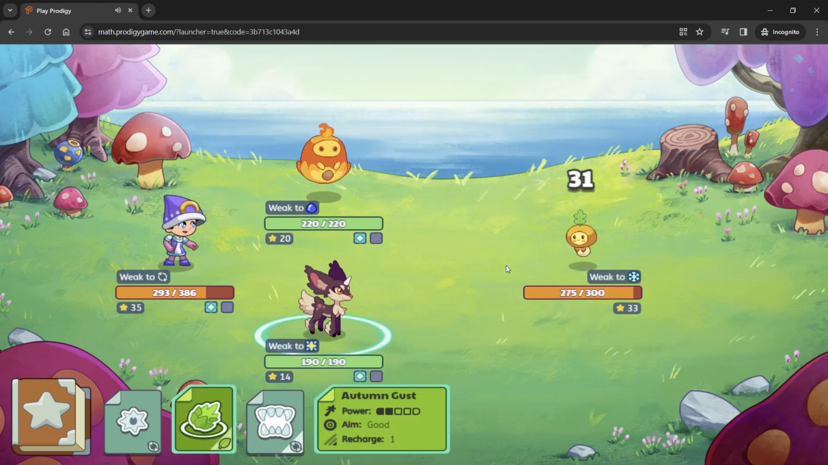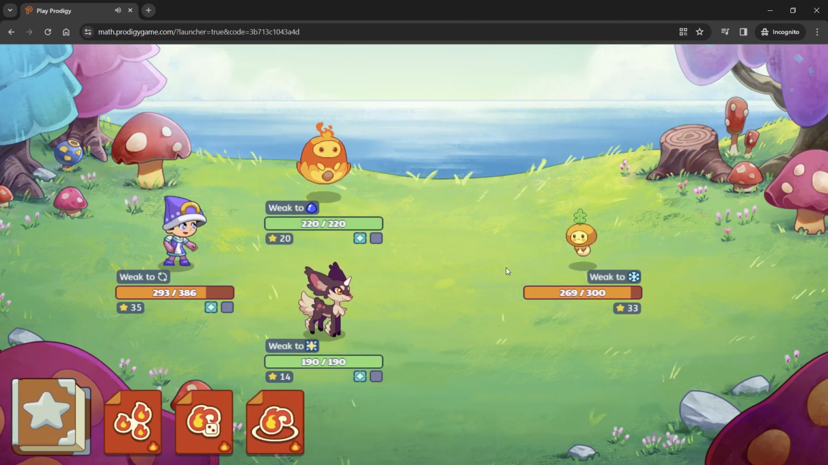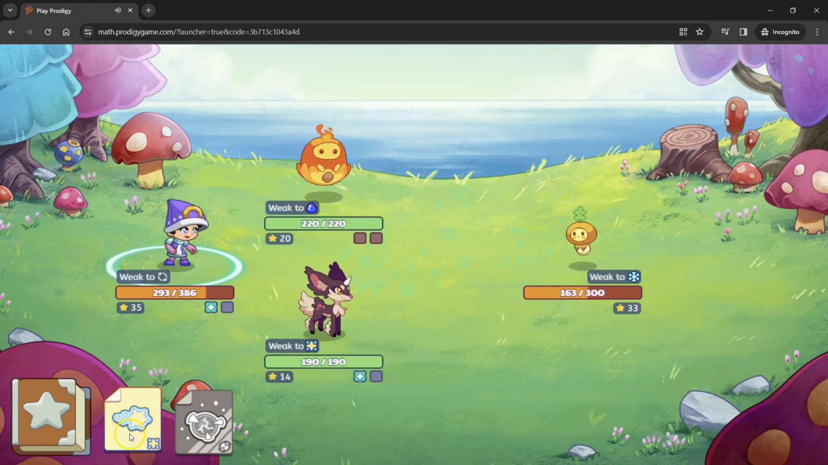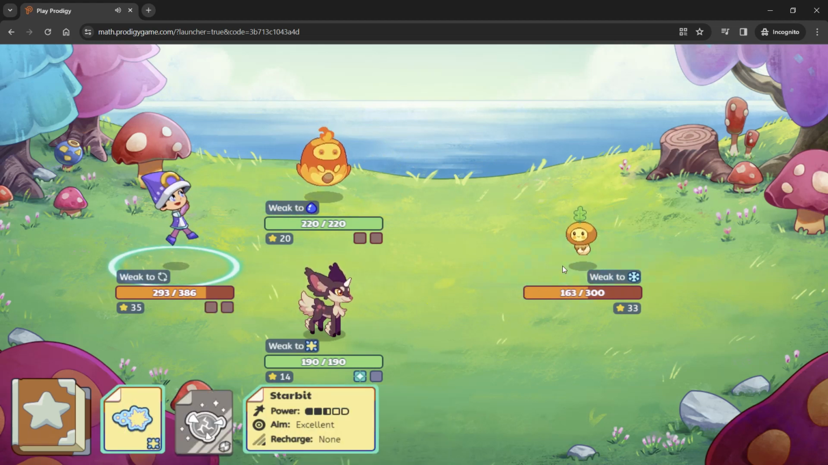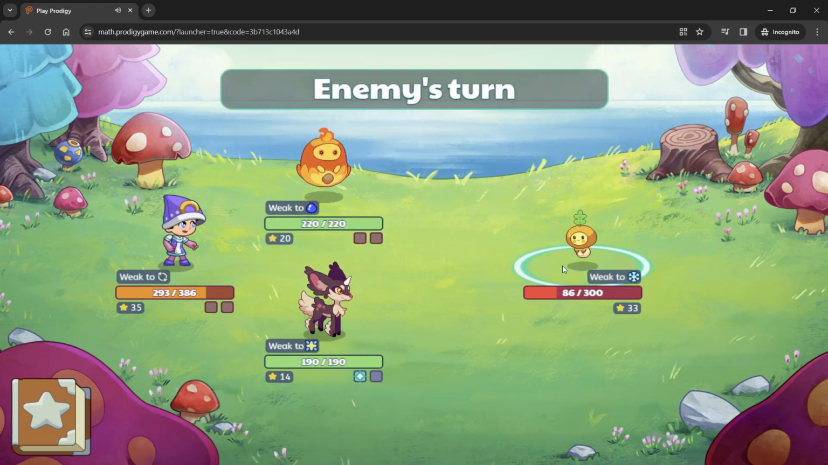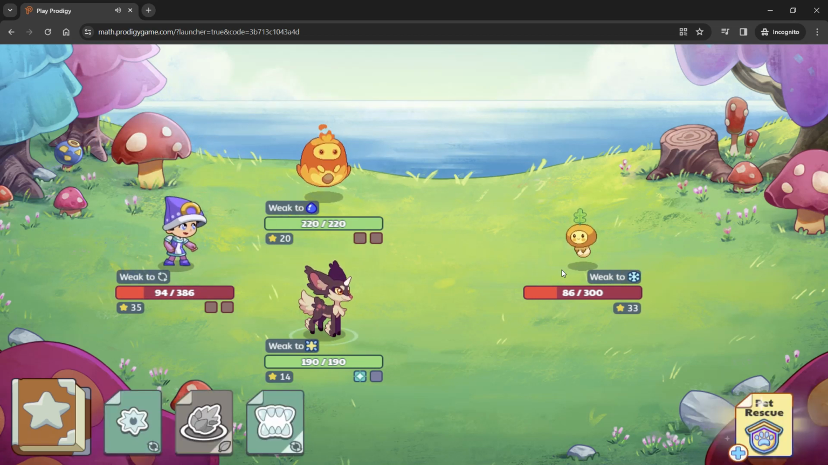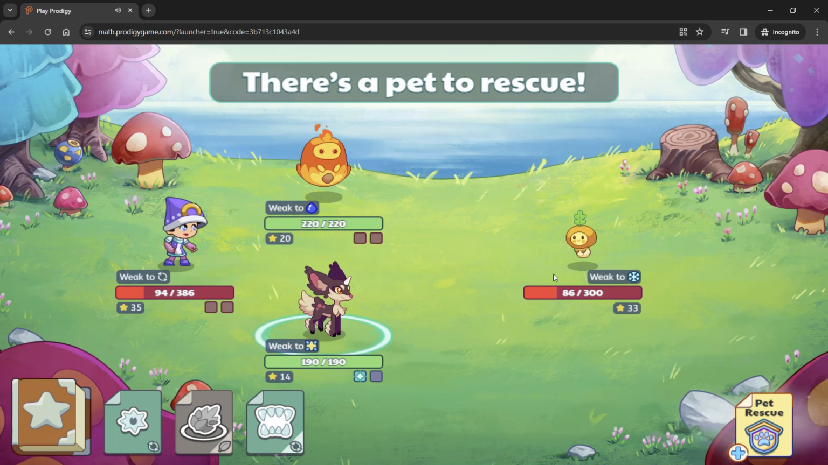Oh, I should have picked a different spell. Man, that's all right. We'll use Kindle. Good job, Kindle. Good job. And Starbit. Okay, let's see what the enemy does. Whoa, 199. That's pretty critical.